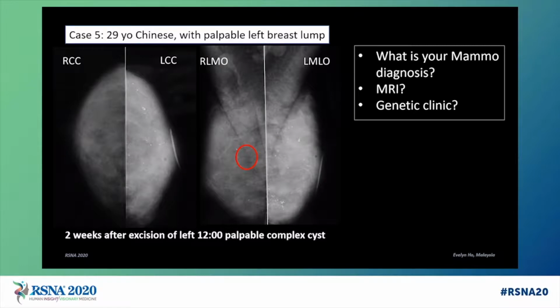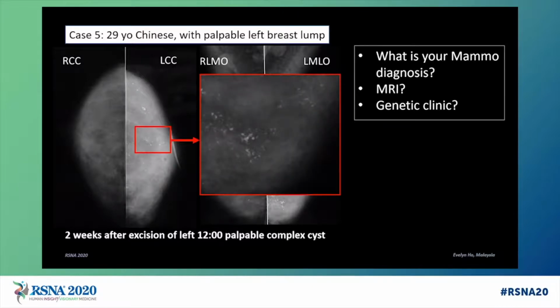Left breast segmental coarse heterogeneous calcifications in more than one part of the breast with some fine calcifications. Findings are consistent with left multifocal DCIS or extensive DCIS, and on the right, a slightly suspicious cluster. The first surgeon she saw decided to perform an excision biopsy of the palpable complex cyst on concerns of tissue adequacy on core needle biopsy for histology as well as patient preference.